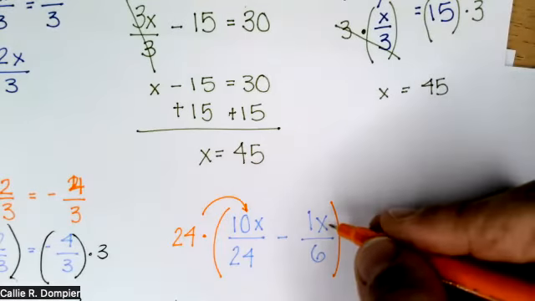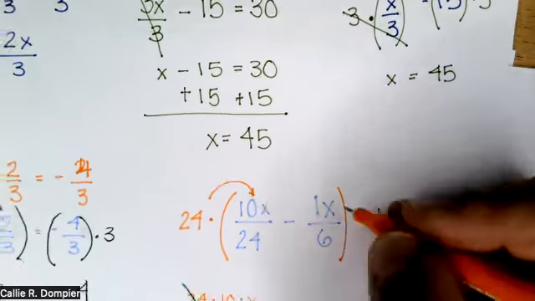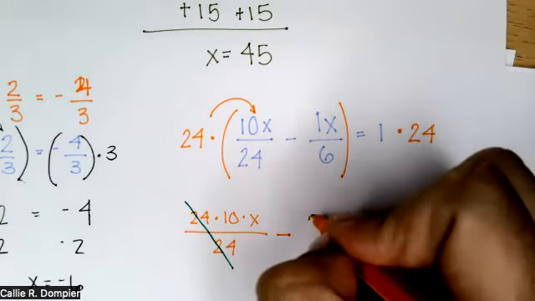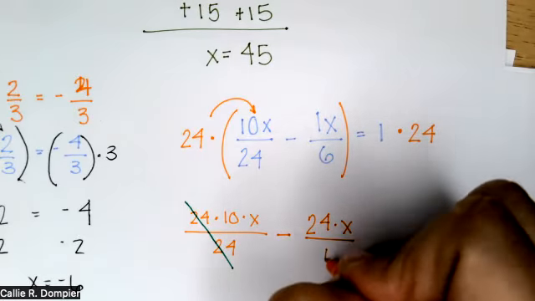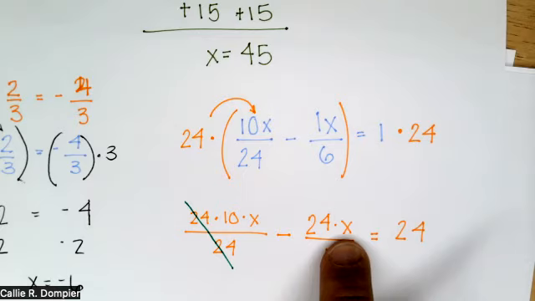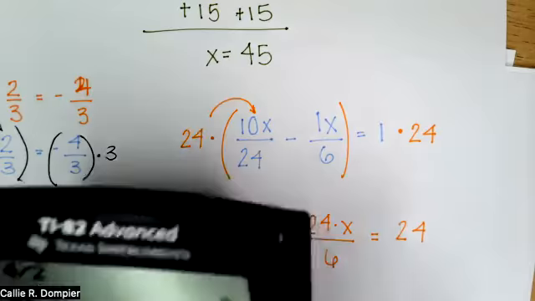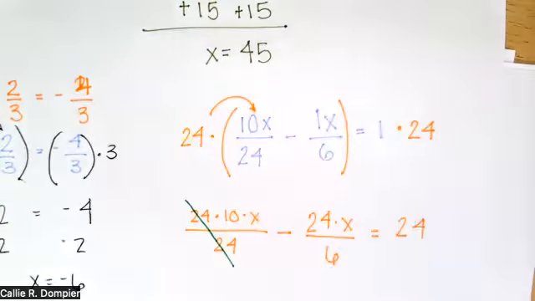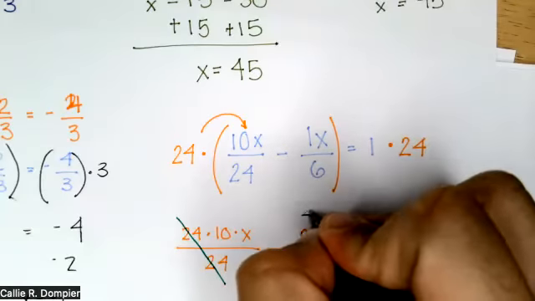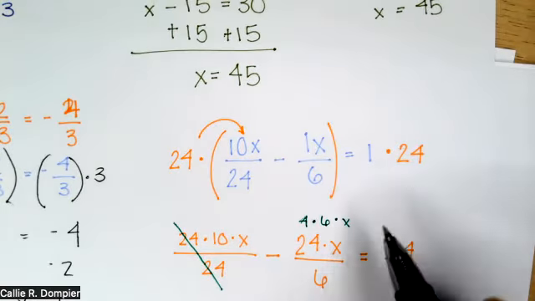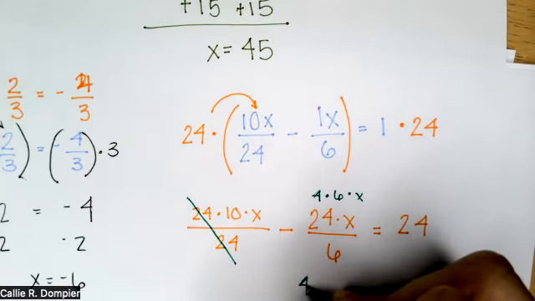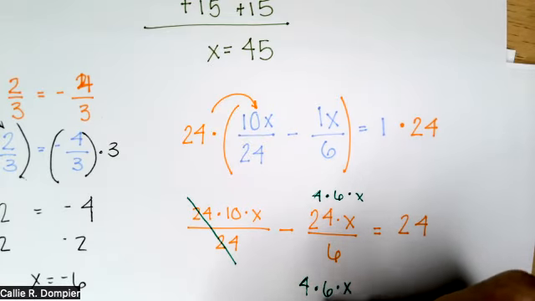I need to distribute that 24 to the negative x times over 6. So that's minus 24x over 6 equals 1 times 24 is just 24, right? So 24 times x divided by 6. We know that 24 divided by 6 is 4. So another way to look at that is 24 is 4 times 6. So another way to write this would be 4 times 6 times x over 6.